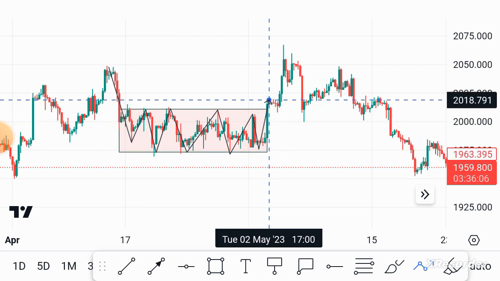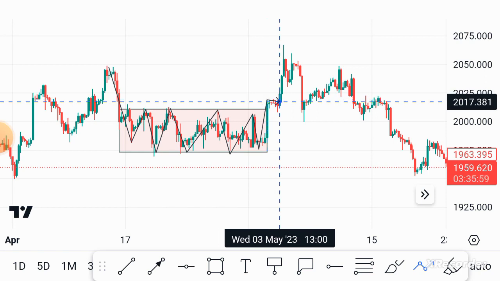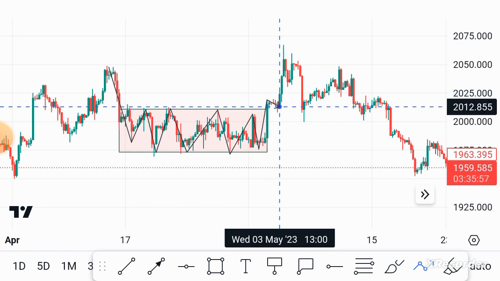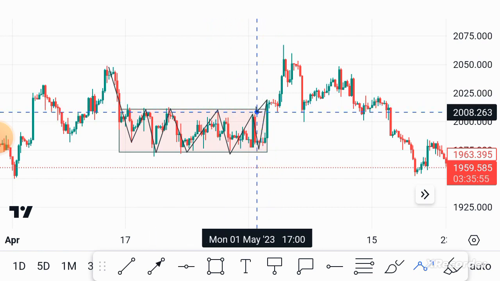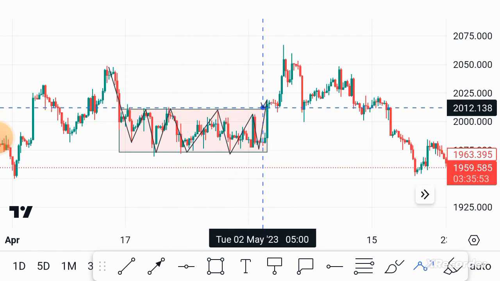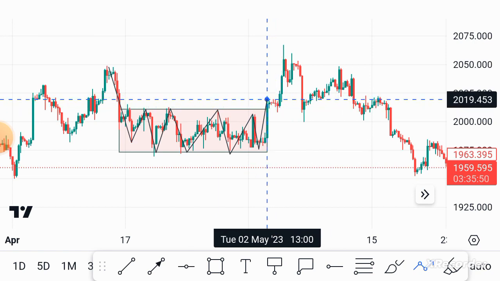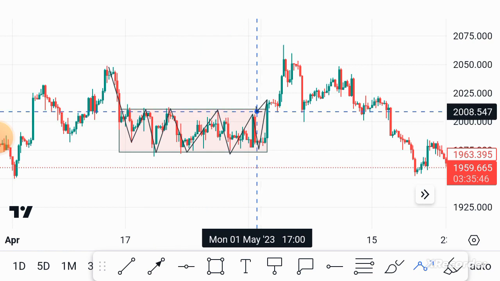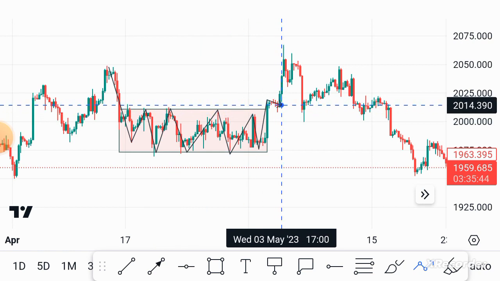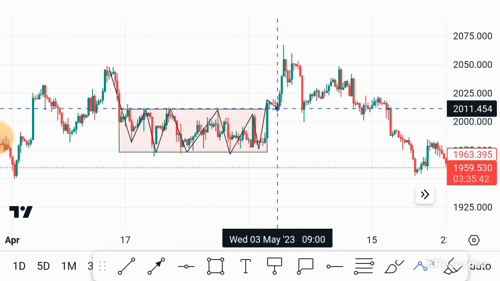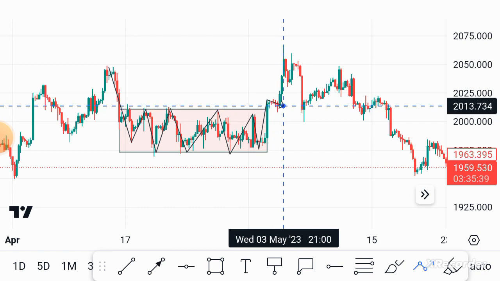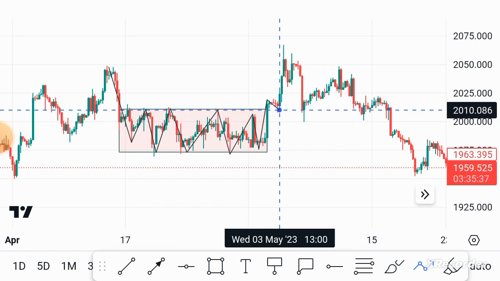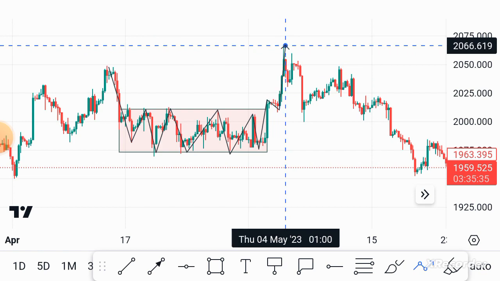Eventually price shot to the upside and broke above it, and it closed above this resistance. Can you see it? It closed above this resistance. This was where price got to, and then it closed above this range. We had a very little pullback to this point right here, and then it went all the way to this upside.